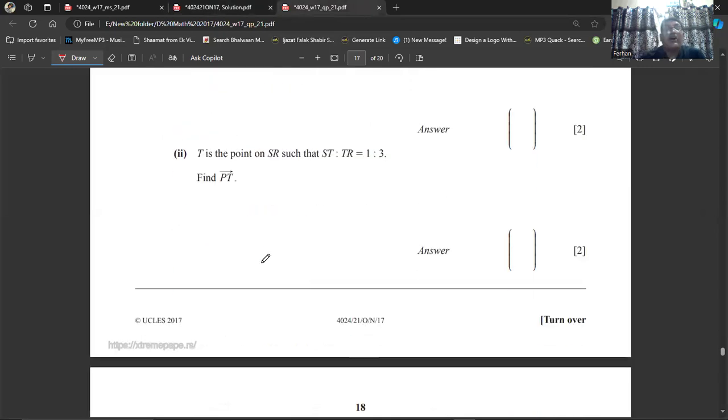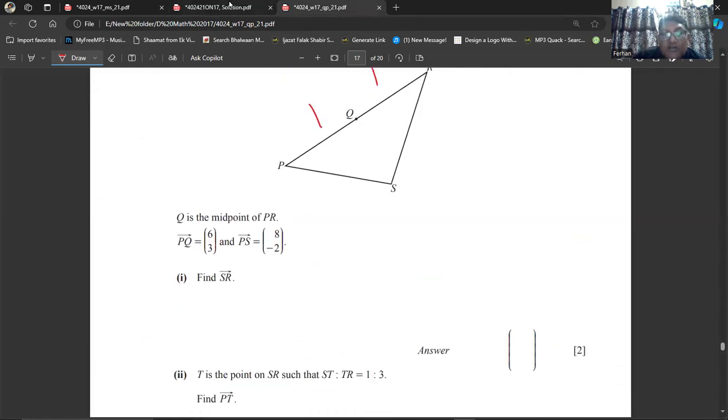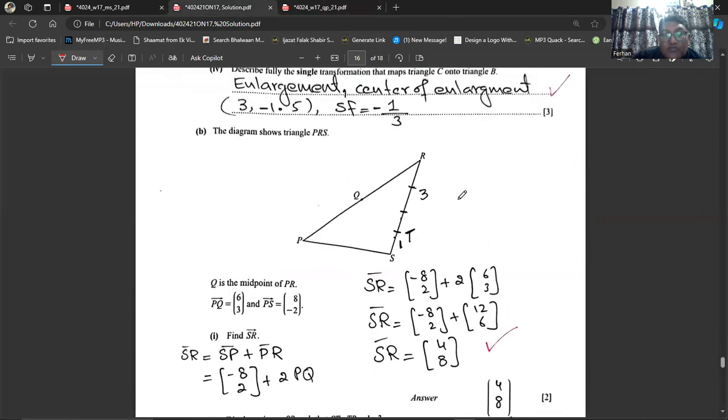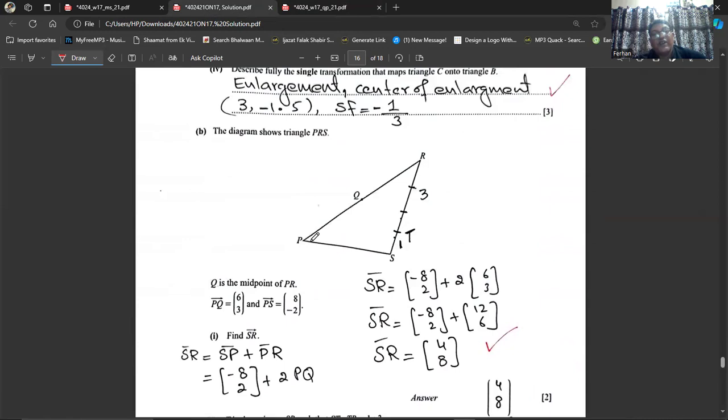Okay. Then they want me to find, T is the point on SR such that the ratio ST to TR is 1:3. Find PT. So T is the point here. The ratio ST to TR is 1:3. So this line basically has been divided into four parts. This is one part and this is three parts. So find PT. They want me to find out PT.